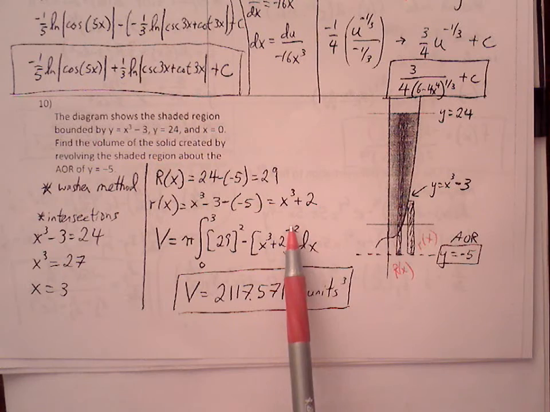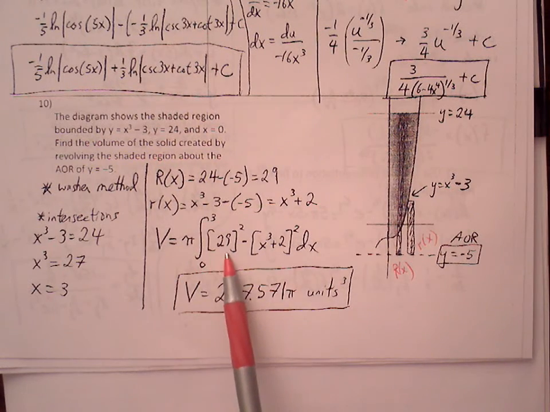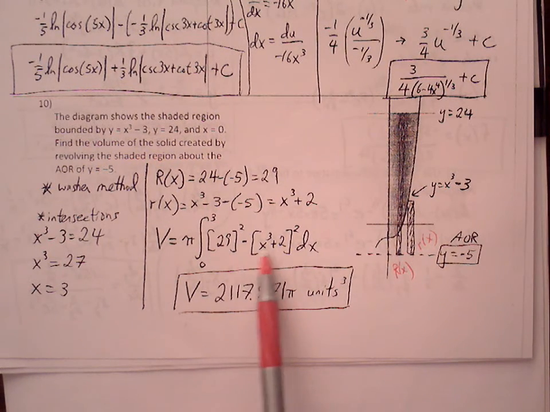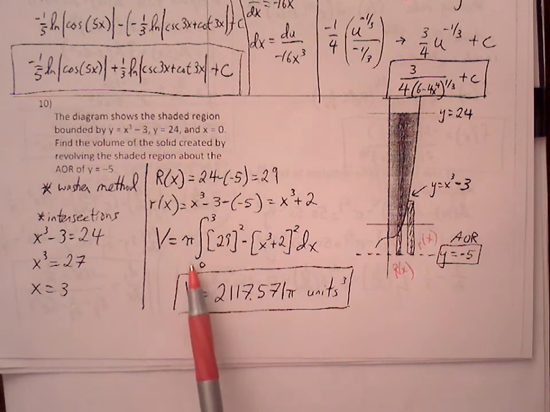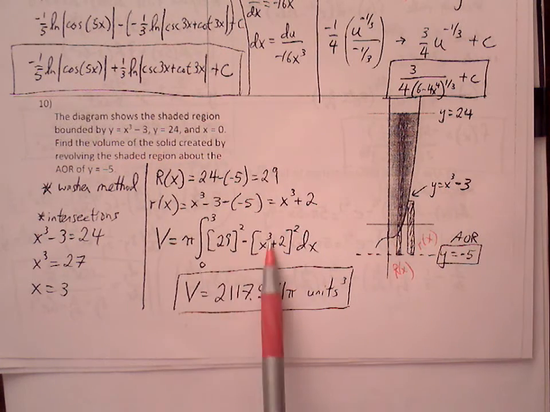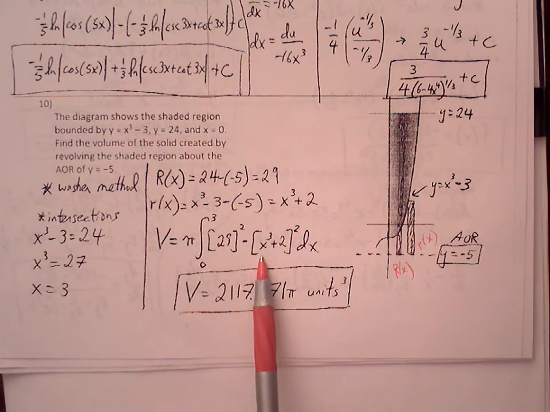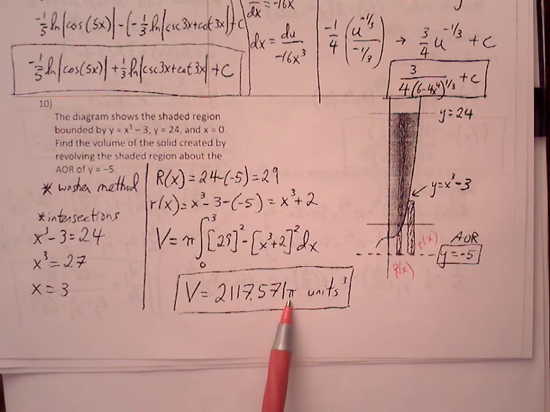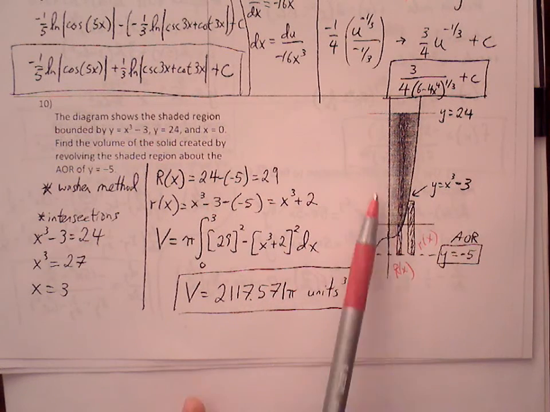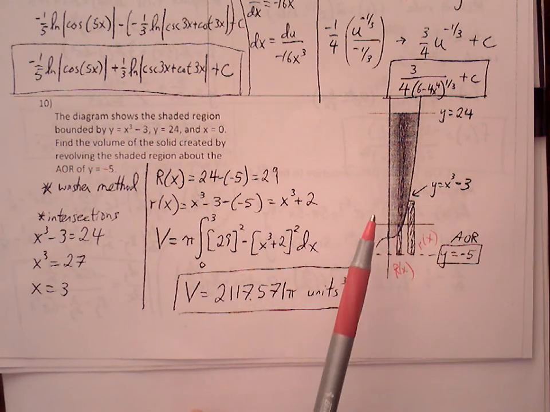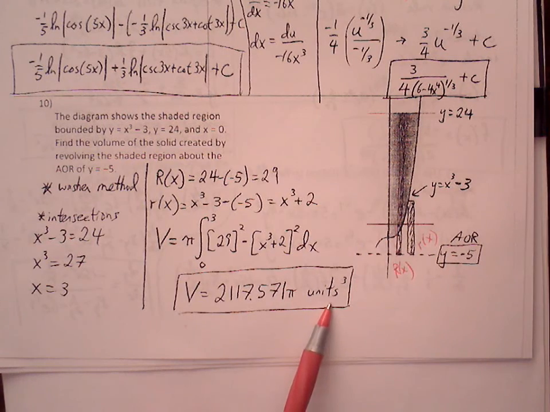So now our formula for the washer method is pi times big radius squared minus little radius squared. Our bound is from 0 to 3. We make the calculator do the rest of the work for us. And don't forget the pi with our answer. After everything is said and done, this is going to be a three-dimensional object. So our units of measure, it's units cubed.